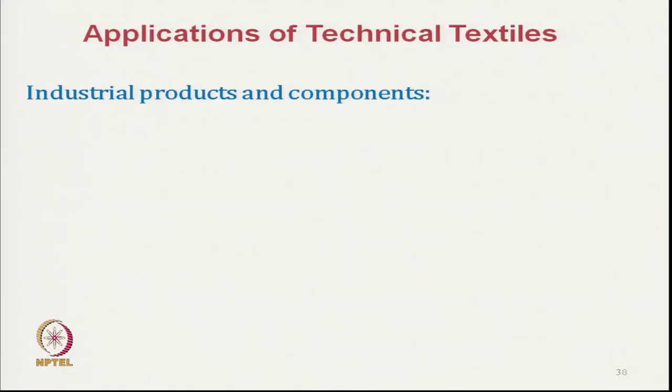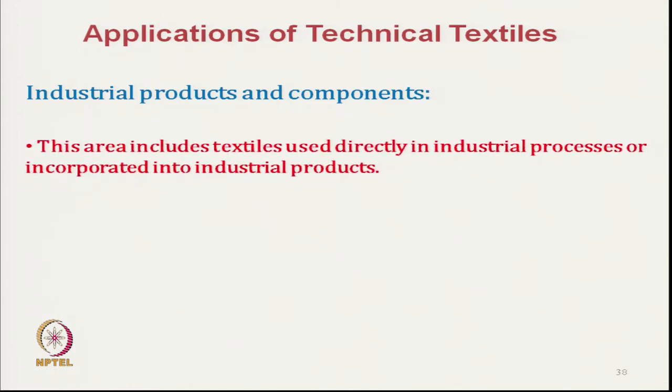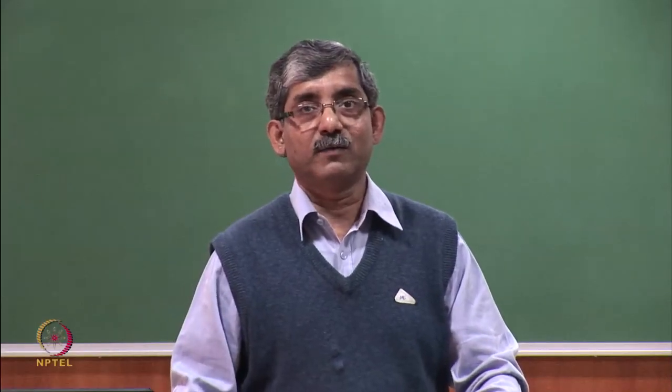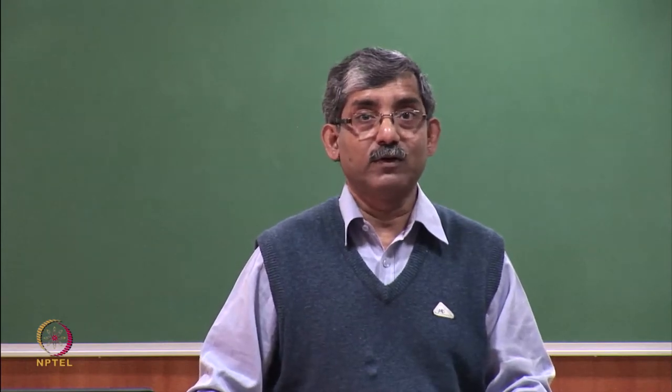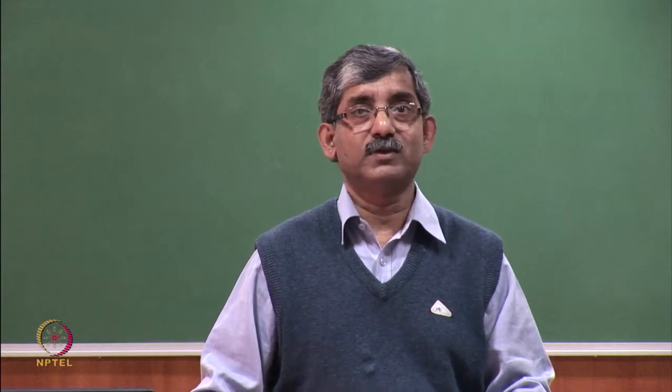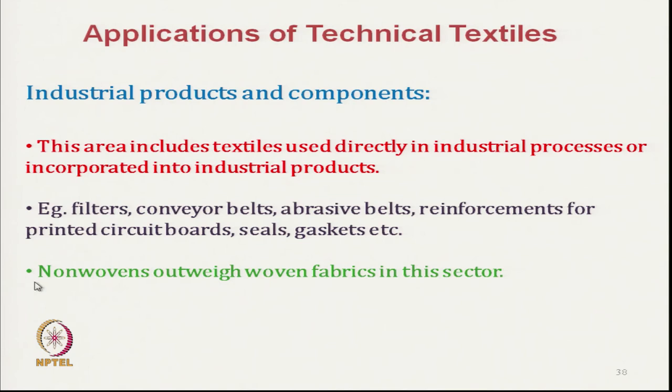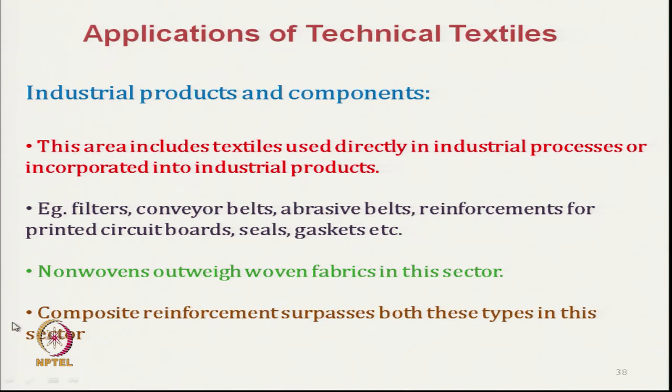Next area is industrial products and components. These technical textiles are used basically in industry, like filter, conveyor belts, abrasive belts, reinforcement, reinforcement for printed circuit board, seal, gaskets. These are all textile products used in industry. Non-wovens are normally taking over from woven fabrics in these areas. Composite reinforcement serves both types of sectors, as composites are used nowadays in industrial application.